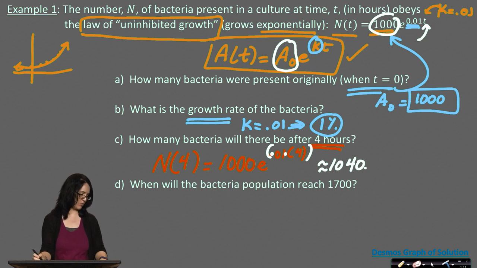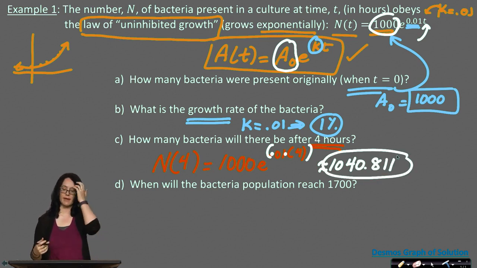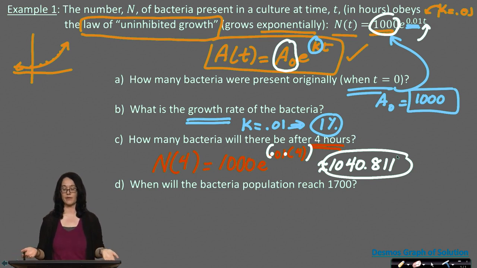1,040.811, I think. And they'll tell you word around usually in your problems. They might say to the nearest whole number, which would be 1,041, or they might say to the nearest decimal or 3 decimals or something like this. Okay, so we know that after 4 hours, we've grown by over 40 bacteria, right? So it is growing quickly, maybe not as quickly as you thought it would, but it's quickly.